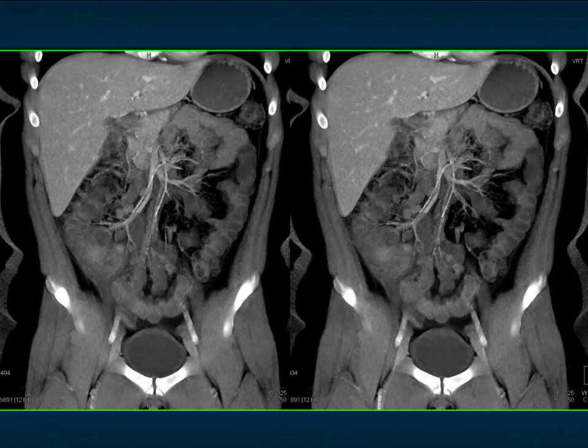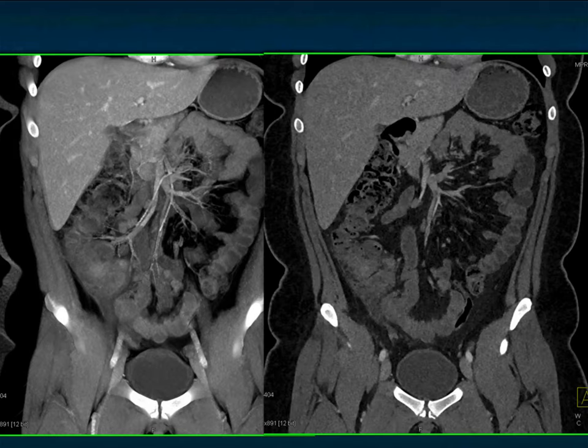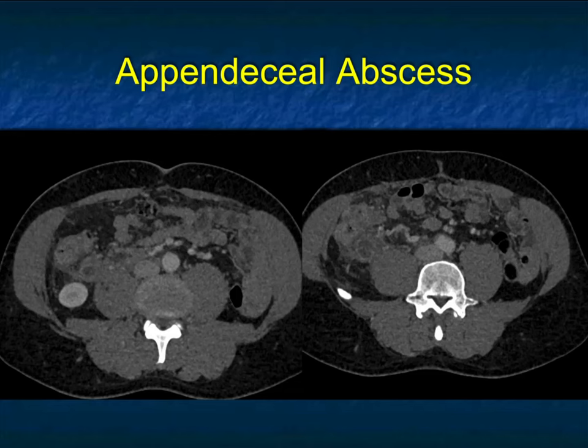You can see the mesenteric vessels tracking toward the right lower quadrant, the ileocolic vessels, very nicely shown, and this inflammatory phlegmon, nicely illustrated.